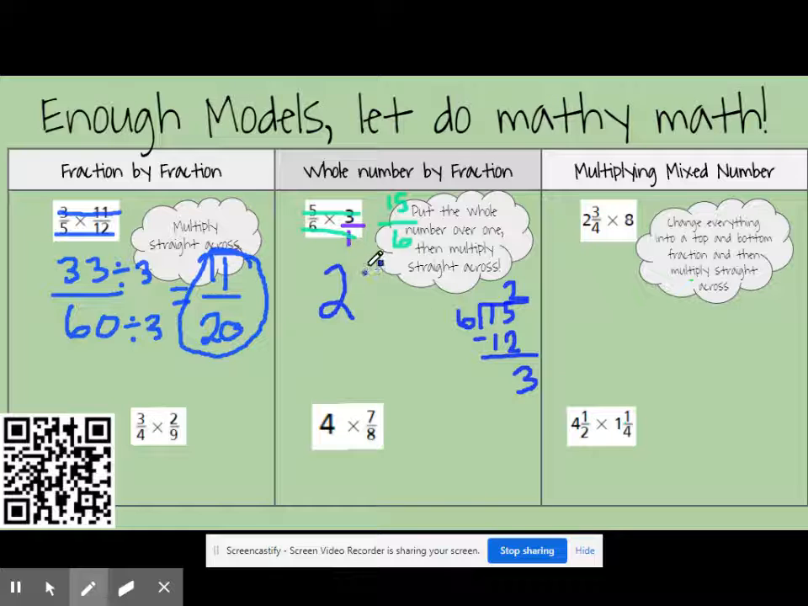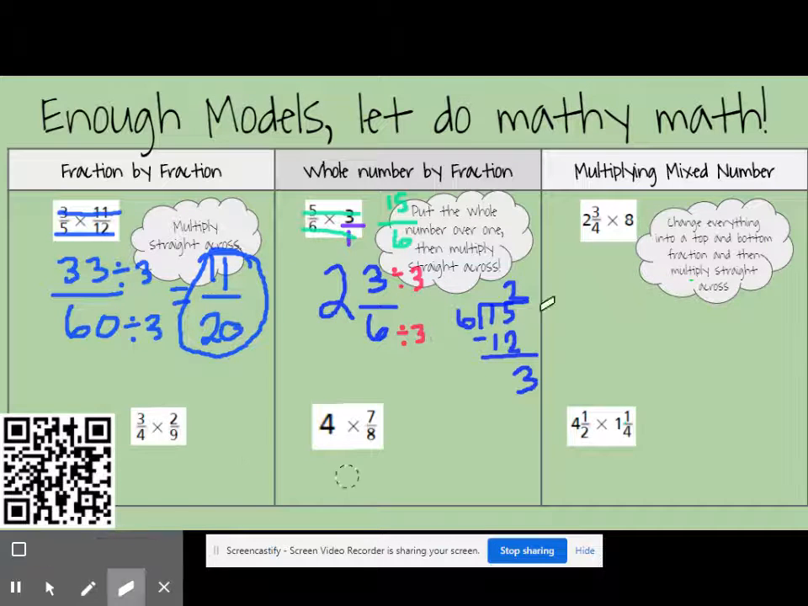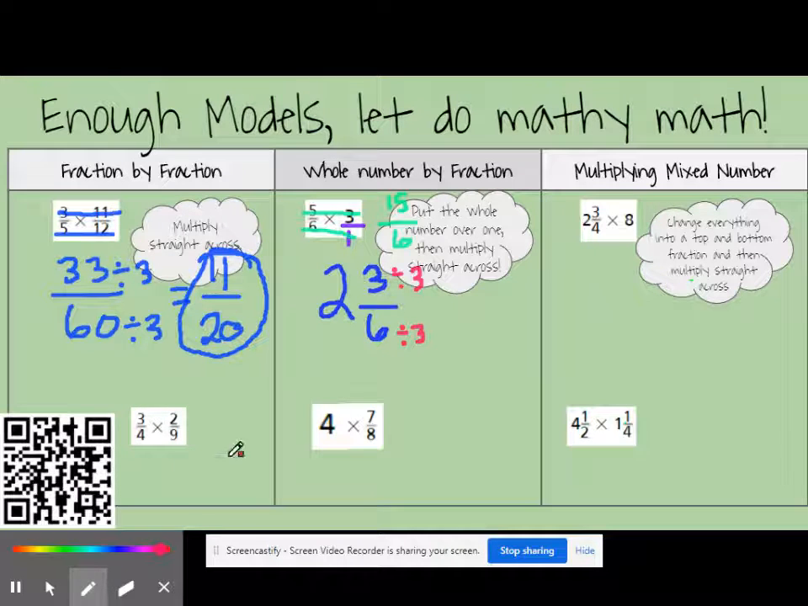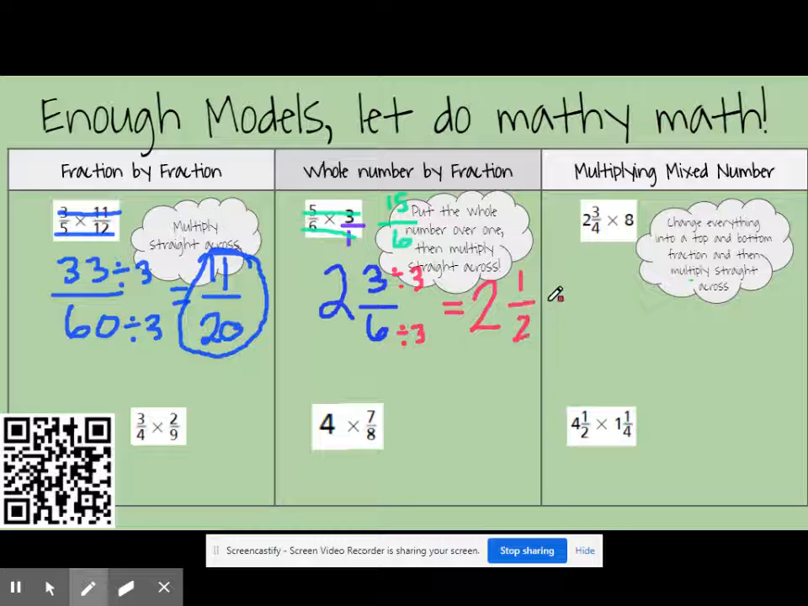My remainder is my new top number, and the denominator stays the same. Okay, so it's 2 and 3/6. Now, is that done? No, it can be simplified. 3 goes into 3, and 3 also goes into 6. So I have to break that down to lowest terms. So when I do that, I'm going to get my big 2, don't forget it. 3 divided by 3 is a 1. 6 divided by 3 is 2. I'm going to get 2 and a half.